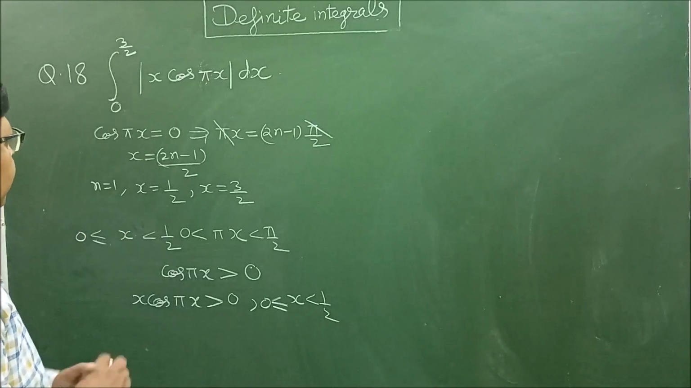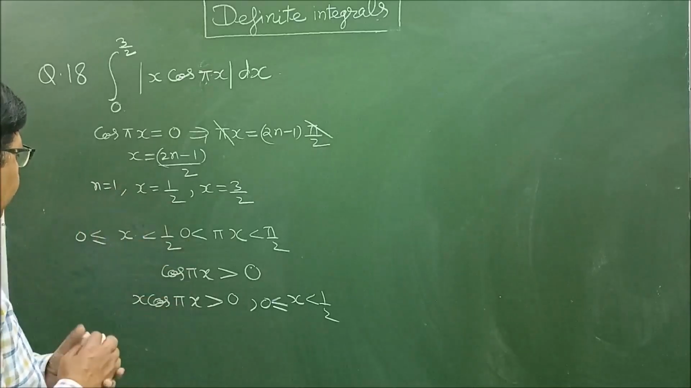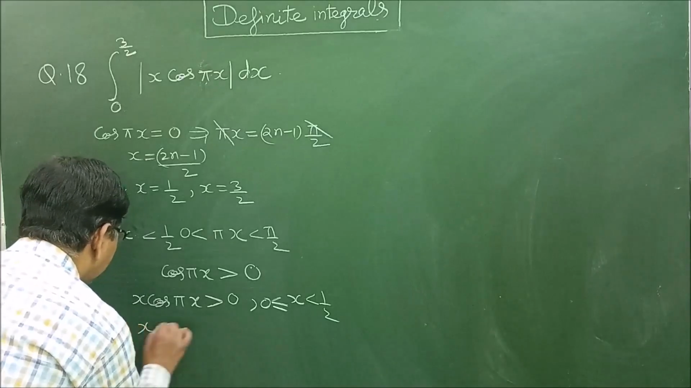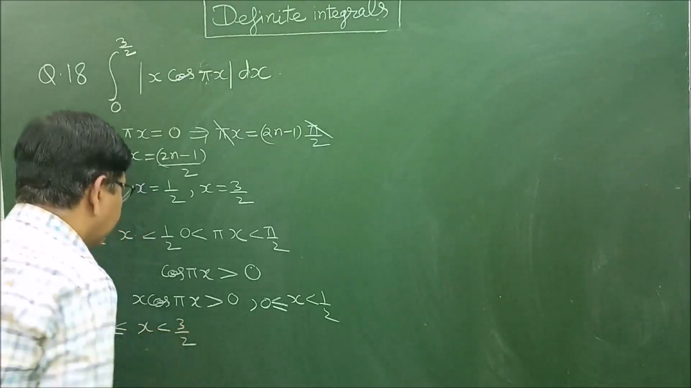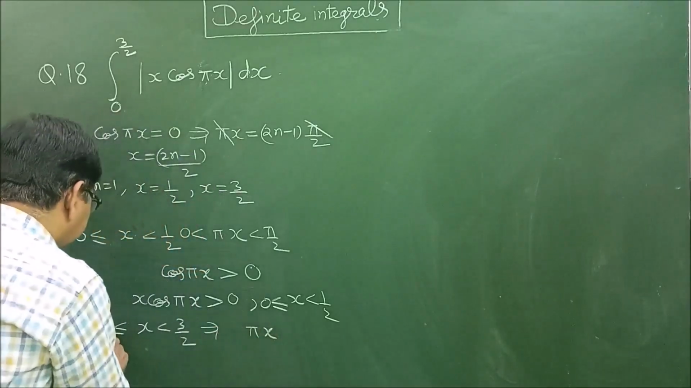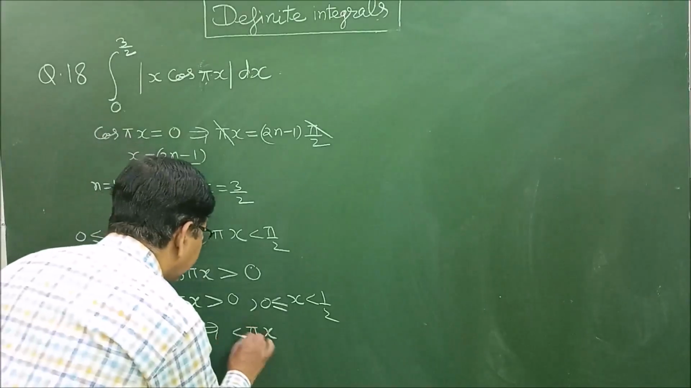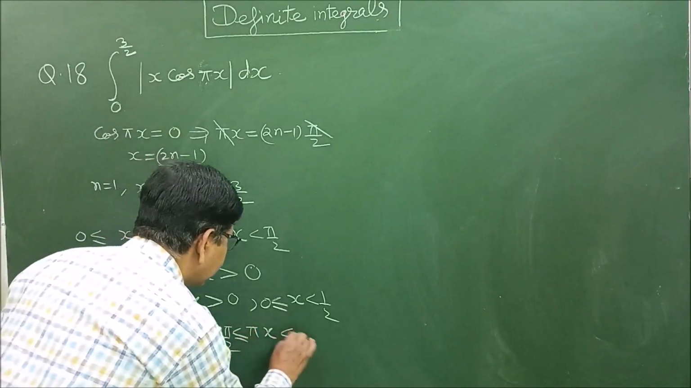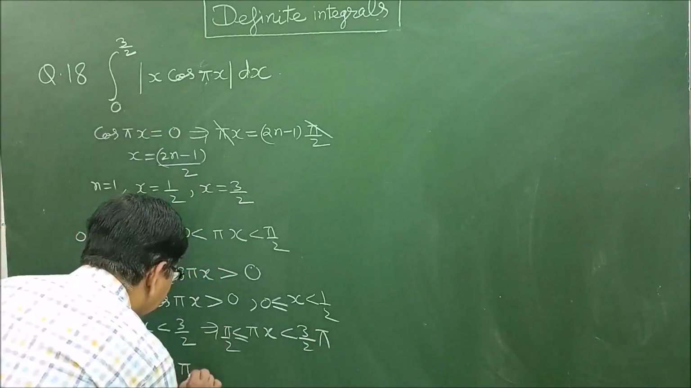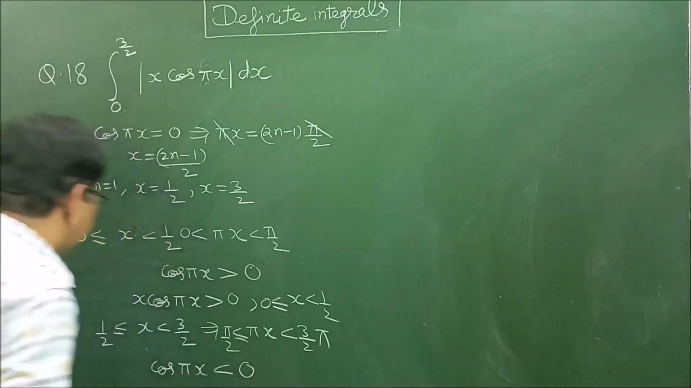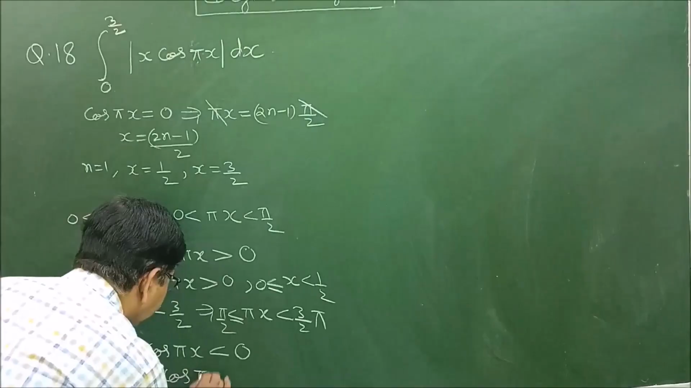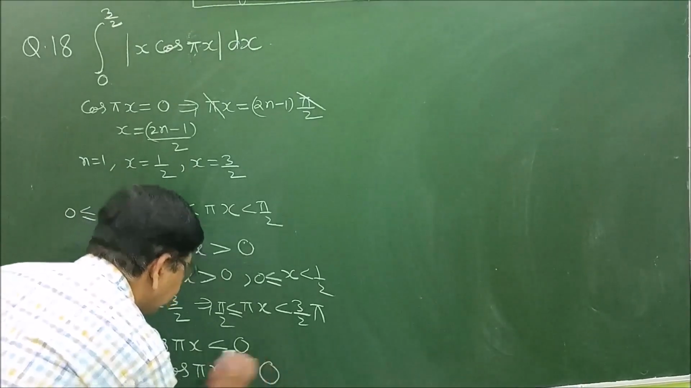Now between 1 by 2 and 3 by 2, what happens? Let us check that. If the value of x is between 1 by 2 and 3 by 2, then the angle pi x lies between pi by 2 and 3 pi by 2, and in this angle range cos pi x will be less than 0. And x is already positive, so positive into negative, x cos pi x will be less than 0.